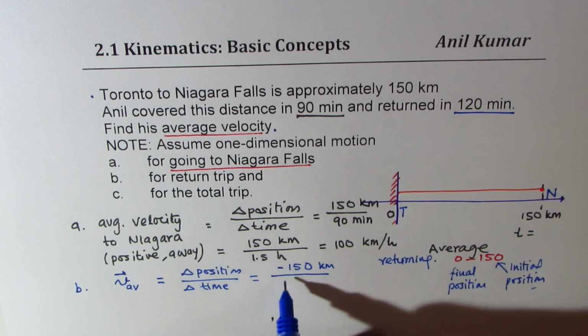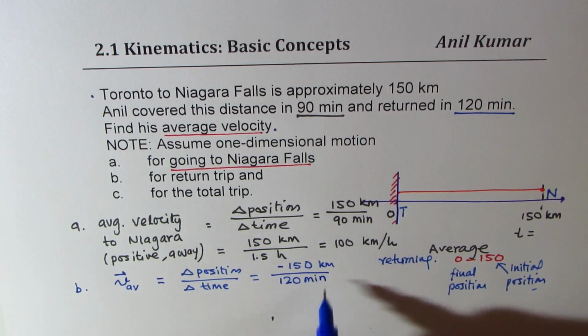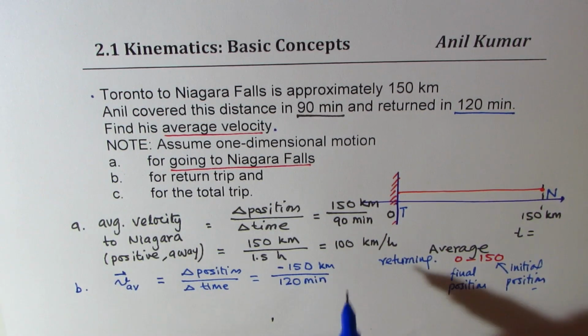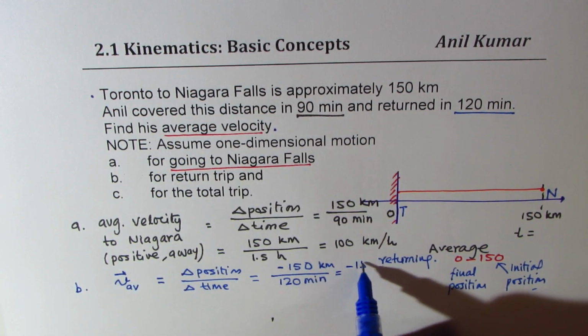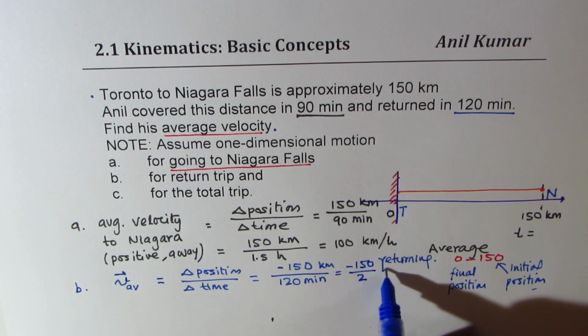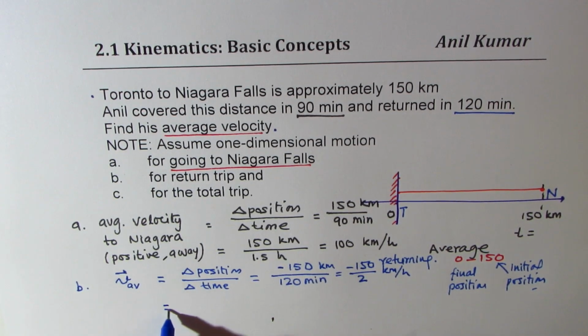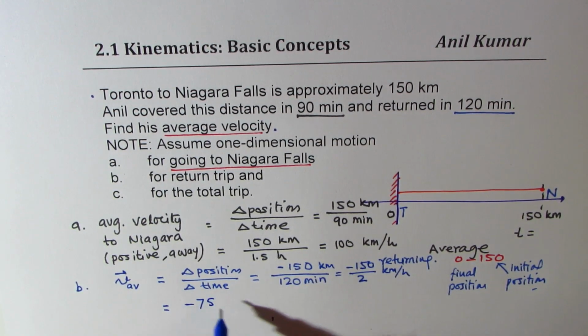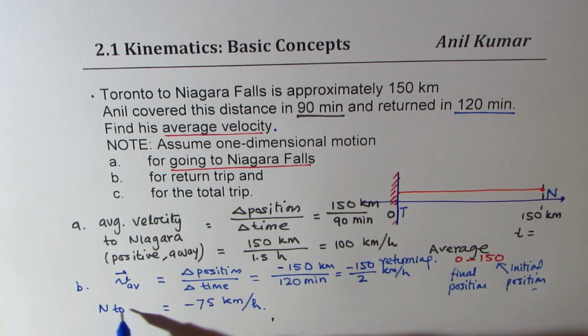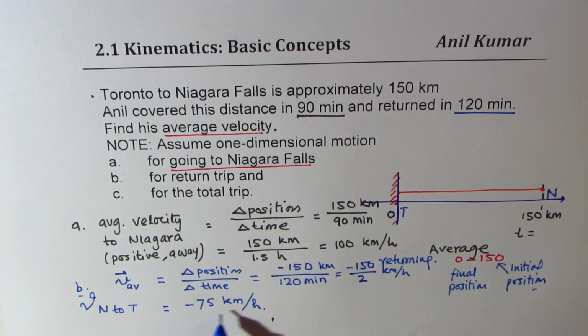times the scalar quantity, which in this case is 120 minutes. 120 minutes means 2 hours, correct? So it will be minus 150 over 2 kilometers per hour. So that could be written as minus 75 kilometers per hour. But this is average velocity, and this is from Niagara to Toronto. So that becomes the average velocity from Niagara to Toronto, minus 75 kilometers per hour.